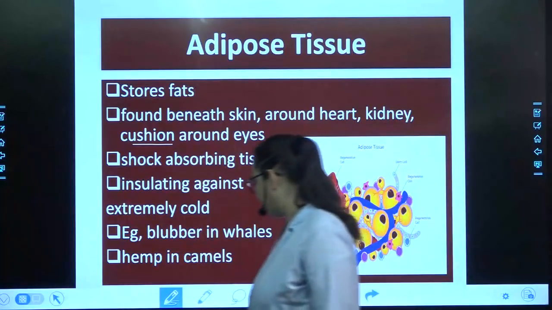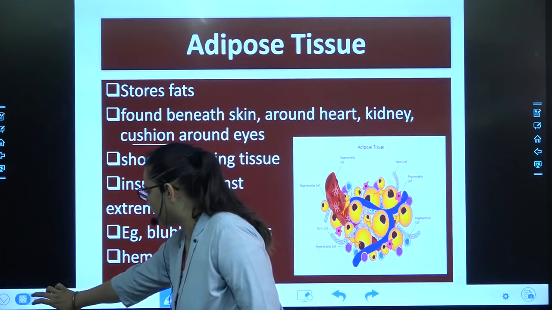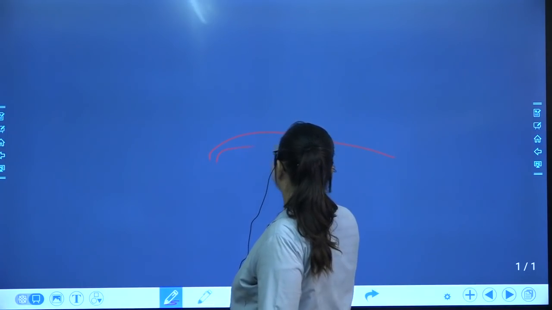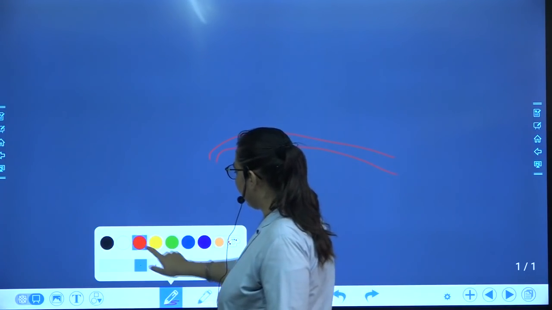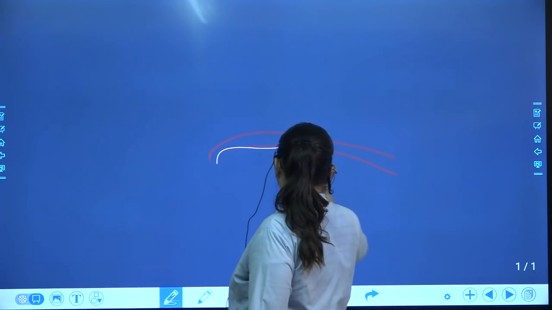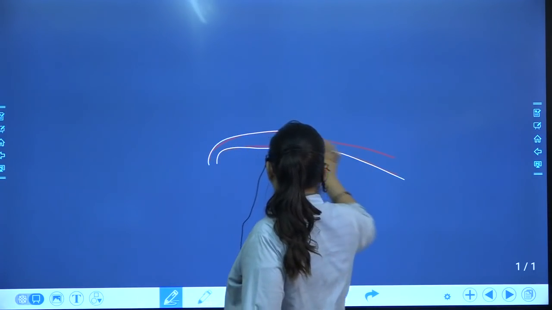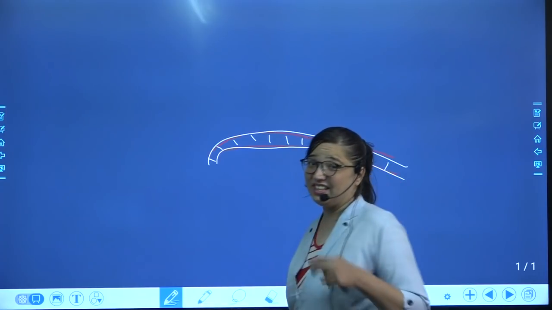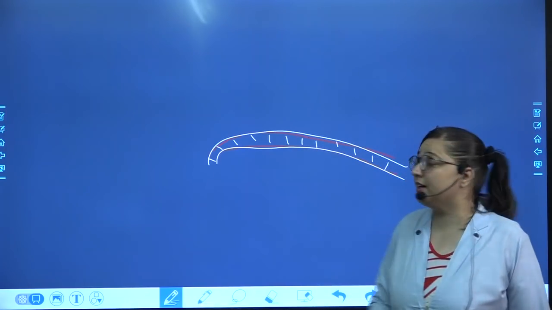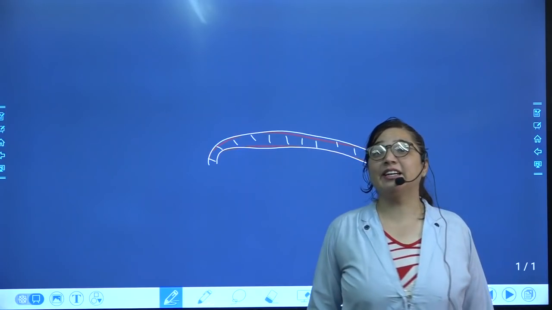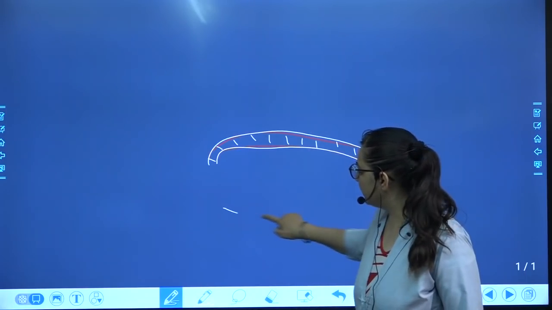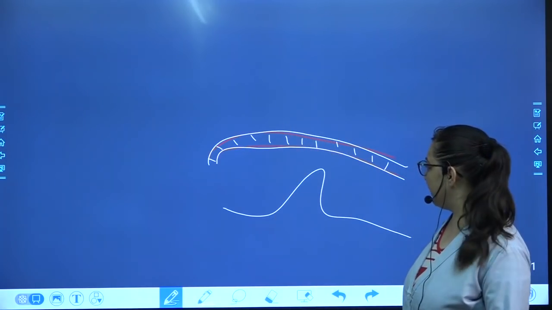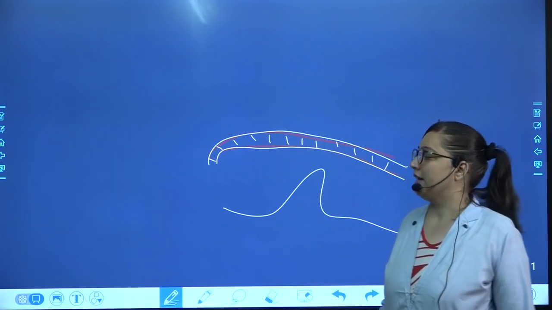Now, what is the blubber in the whales? The outer layer of any whale, just below the skin, there is a thick layer. Whenever you are seeing a whale, you might have seen the outer thick layer, that is the blubber. And hump, it is at the top of the camel, at the neck, this is called the hump in the camel.